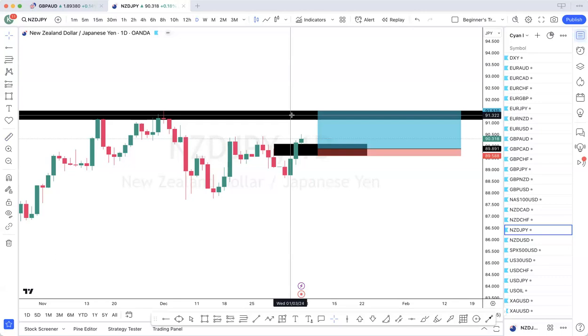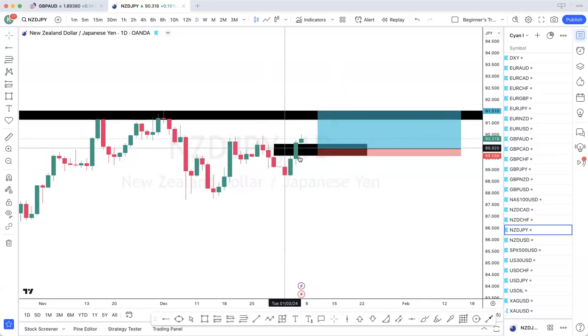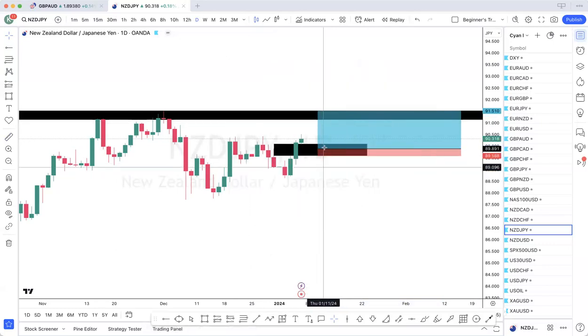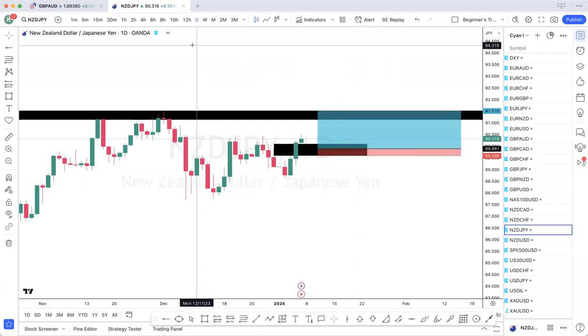Nowhere near. So then you can just set a limit right here and put your stop loss below.